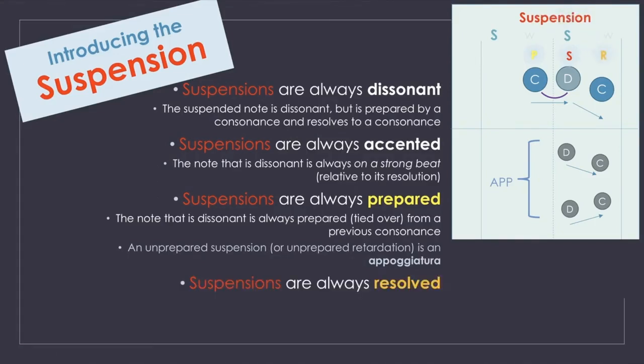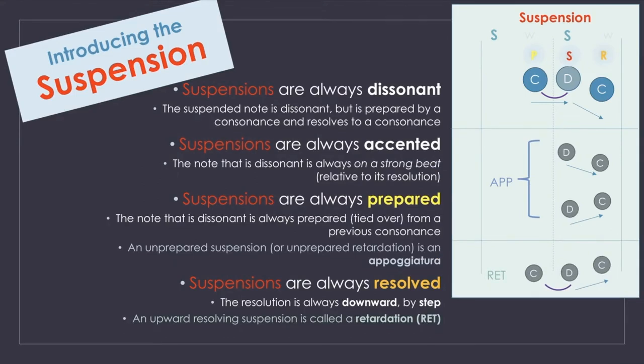Okay, and then a reminder that suspensions are always resolved, and they're always resolved downward by step. If you had an upward resolving suspension, you don't call it a suspension. You call it something different. You can have this same pattern, a note that's a dissonance that's prepared by a consonance and that resolves upward, but it's just not called a suspension. It's called a retardation, and you learn about that in the next chapter as well.